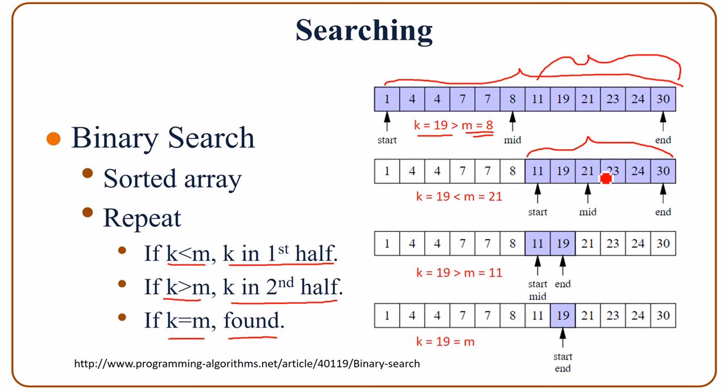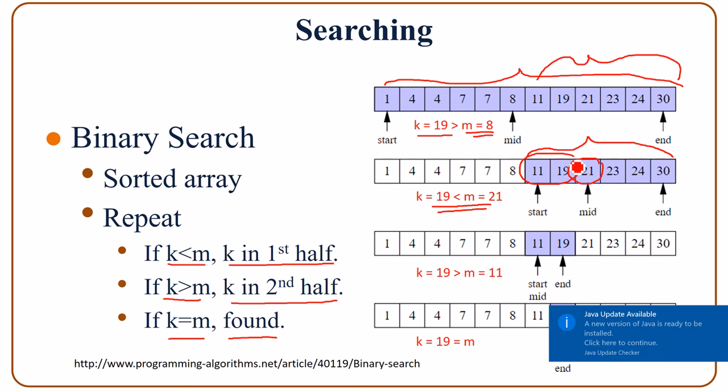The mid value now is 21. K now is less than m, so k is in the first half, which has only two elements.